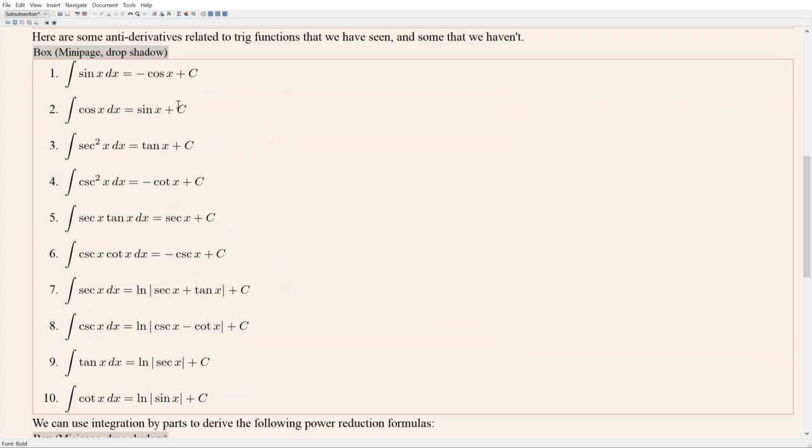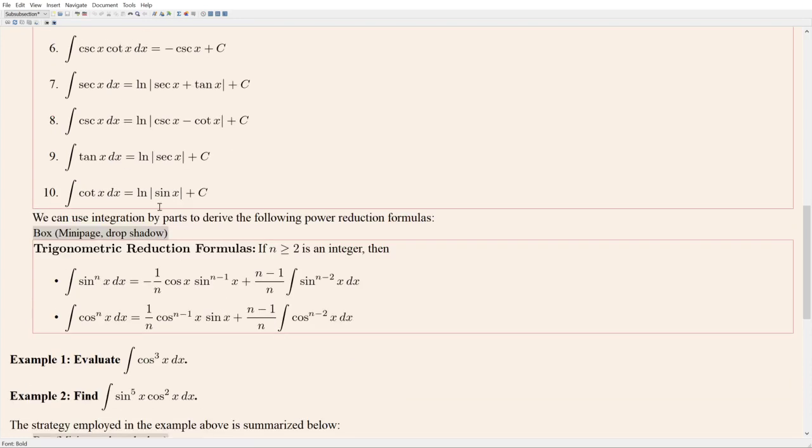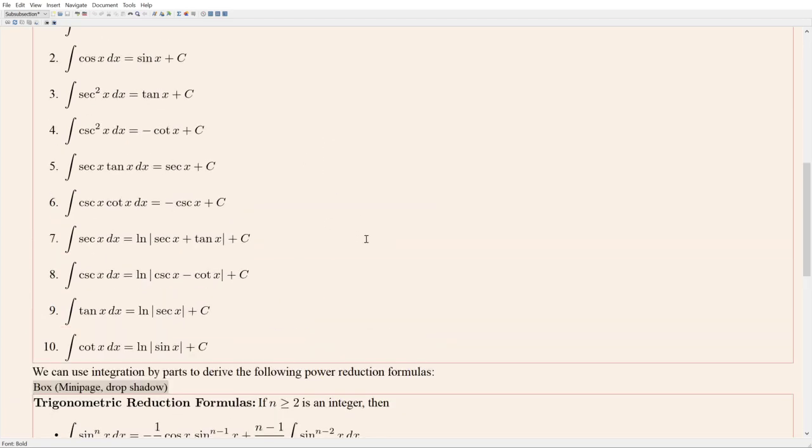But, just for reference, I have listed a bunch of them here. These are all of the integrals involving trig functions which we have seen so far, including a couple new ones. So the integral for secant is this one. We never actually proved that. Same here. I think we figured out the integral for tangent in the section on logarithms. Anyway, so you have these here for reference.